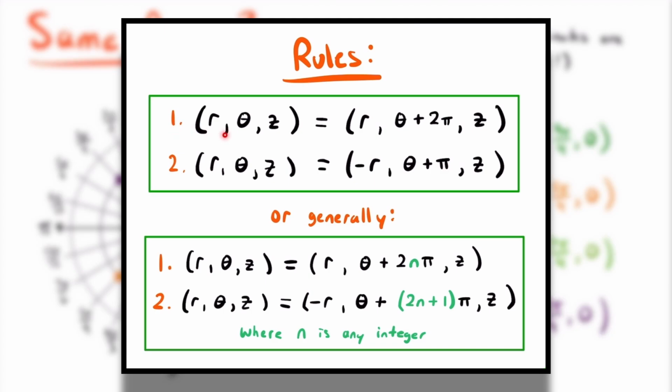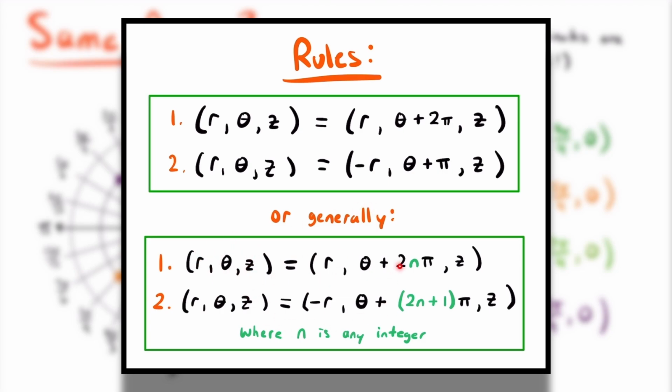The first one is if you have a set of cylindrical coordinates, you can get another set that represents the same point by just adding 2 pi to the angle and keeping the radius and z the same. Or what you could do is negate the radius, but then add pi to your angle, and that would also represent the same point. Now, if you like to look at these things in a more general sense, this is how you would represent it generally.